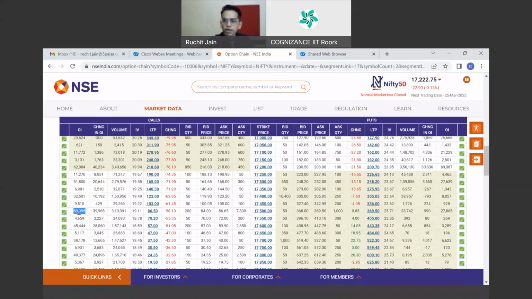For the market, where is the highest open interest which we can see? Over here, 17,000 put option, which has 75,666 contracts open. Correct? So this is the support level for the market.